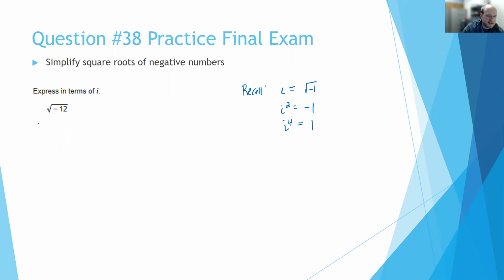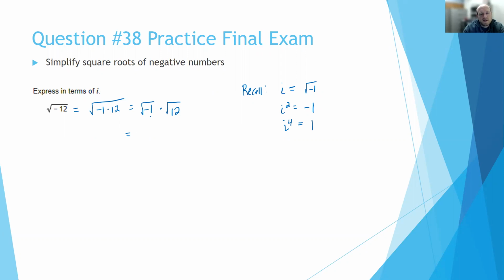But let's express this square root of -12 in terms of i. So I can break this up, right? We have that product rule that I've been using. I haven't mentioned specifically what it is, but I can take the -12 and I can break it up into -1 times 12. And then I can split that up like this.